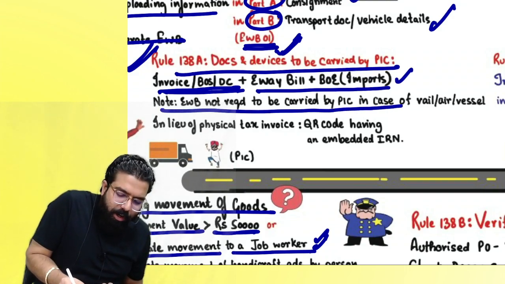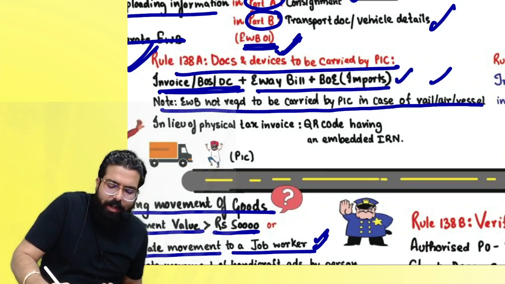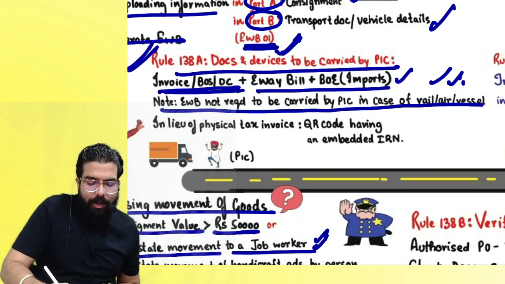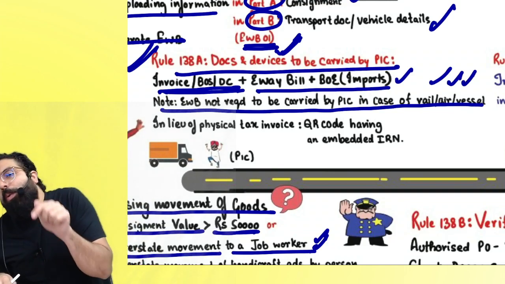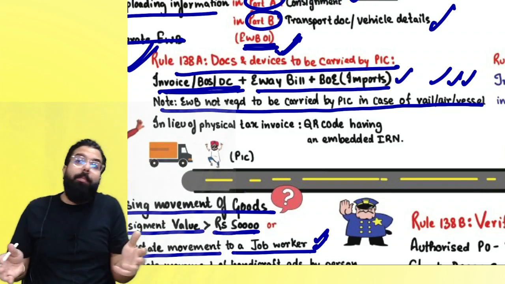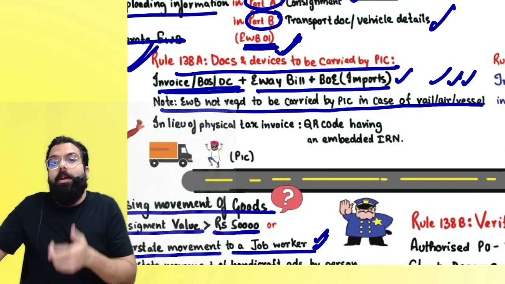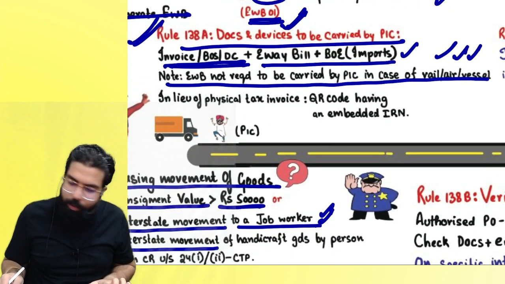E-way bill is not required if the transportation is happening by rail, air, or vessel, meaning it is not required to be carried by the person in charge. Just imagine, the master of the ship carrying one e-way bill. No, it is not required. Can I go ahead, everyone?